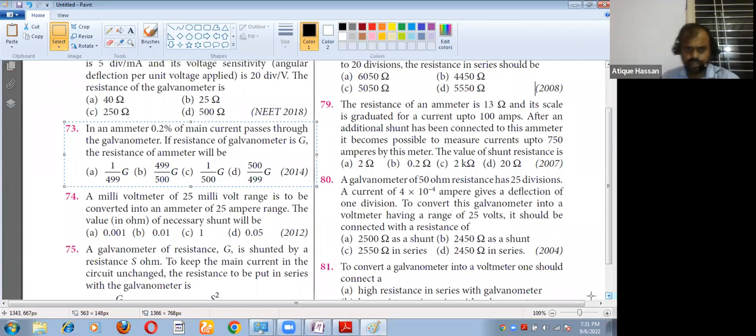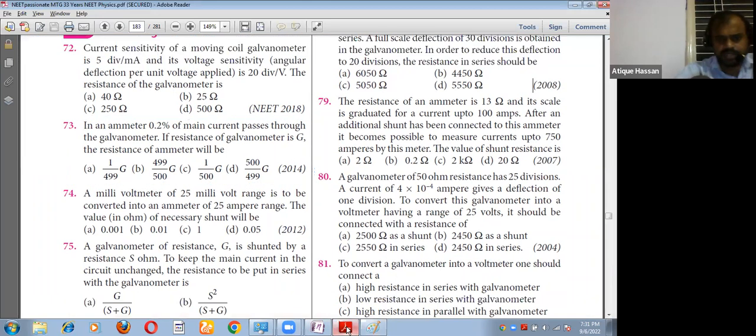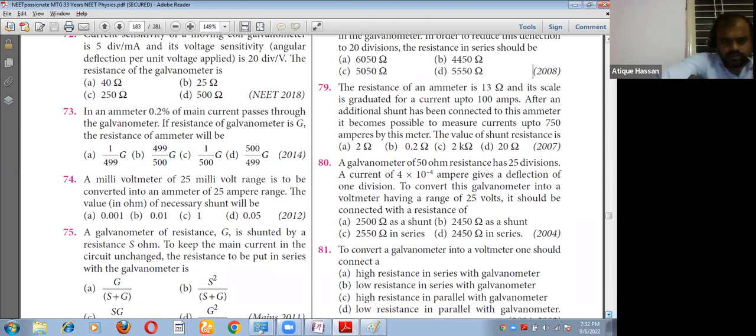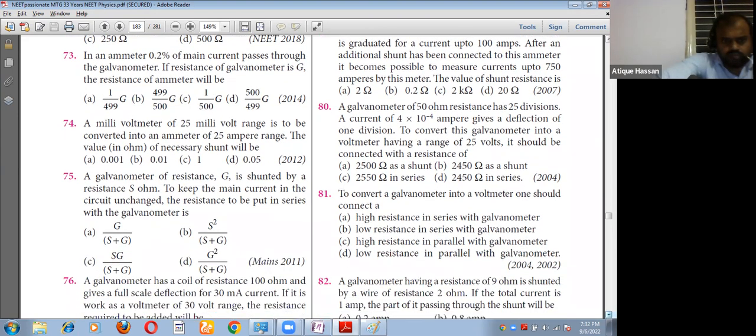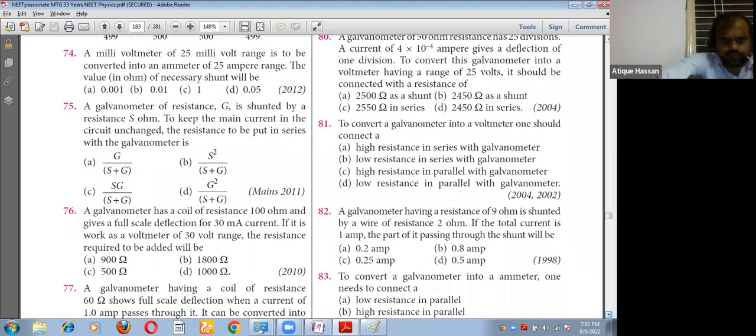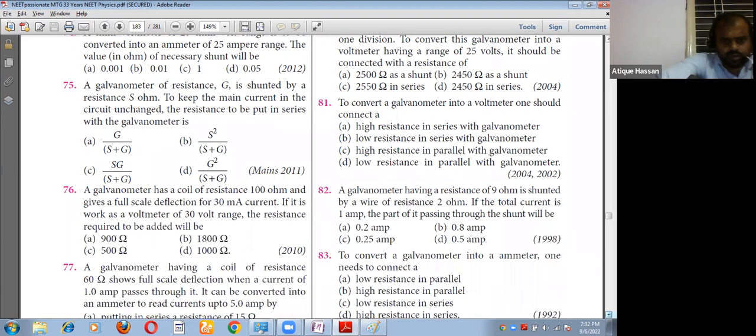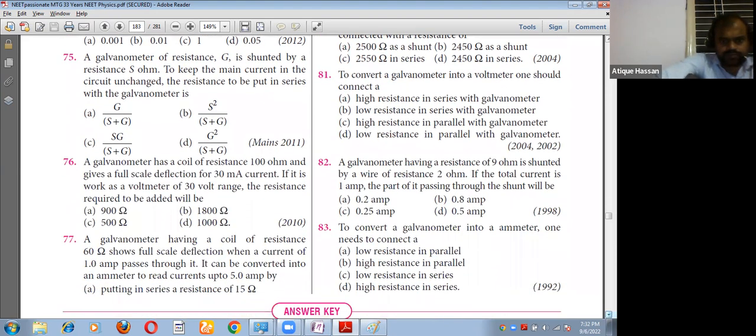Now we will see the questions based on conversion of a galvanometer into a voltmeter. So do question number 76. Do question number 76.